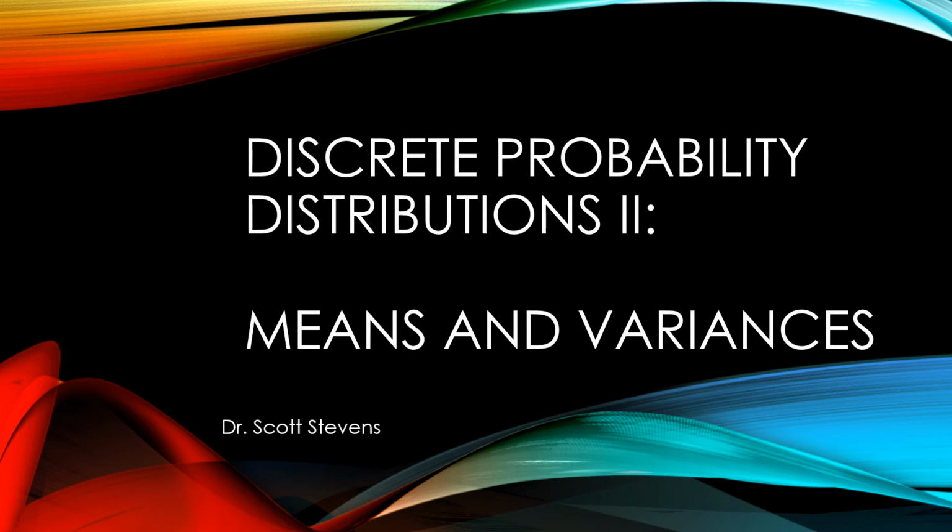Well, hello there. Dr. Scott Stevens back again with another video, this one continuing with discrete probability distributions, but talking about their means and variances. Back in Chapter 3, you learned how to find the mean or the variance of any set of data, but you can also do it with random variables, with probability distributions, at least in the discrete case. And that's what today's class is about.